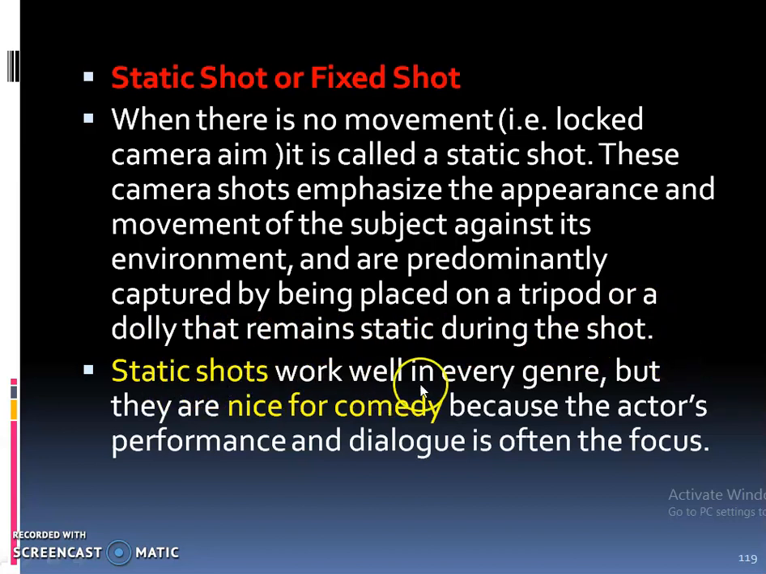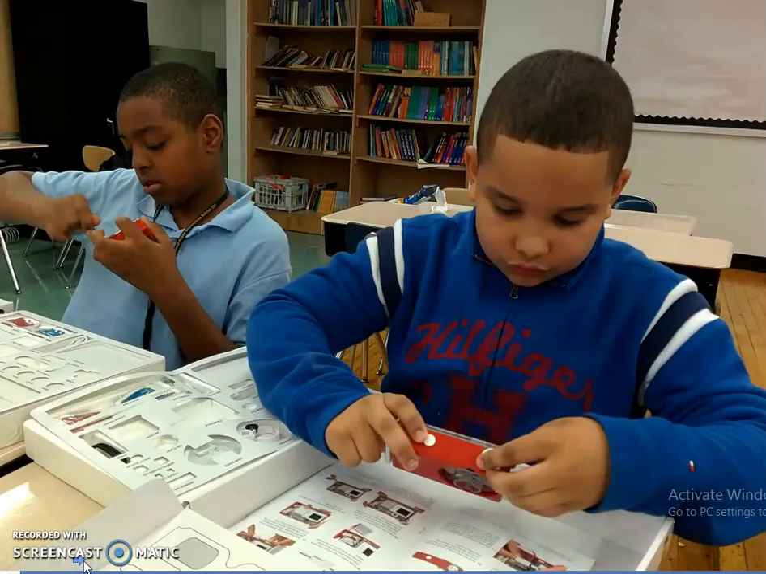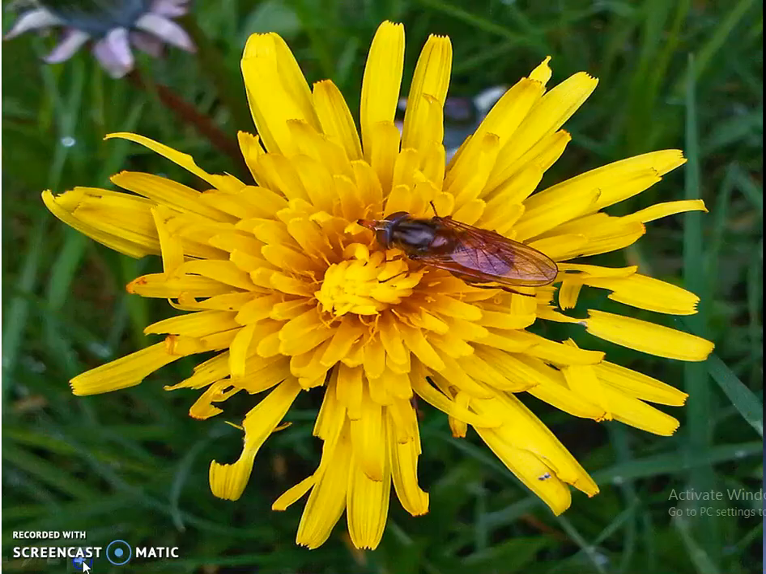Static shots work well in every genre, but they are nice for comedy because the actor's performance and dialogue is often the focus. So what is a static or a fixed shot? Where there is no movement of the camera. The camera will be placed in one place. This is an example for a fixed shot. This is another example for a fixed shot.